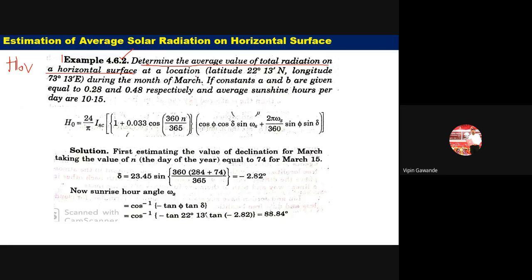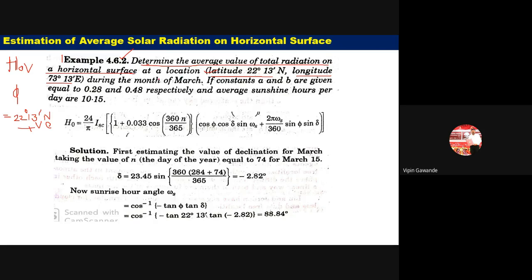Now at a location, latitude is given and longitude is given. We are more concerned about latitude. Latitude is our angle phi. Phi angle is 22 degree 13 minutes. You have to convert that angle using the calculator, so 22.38 degrees, and this is north. North means it is a positive value, when we are measuring the phi angle toward north, that is a positive value.